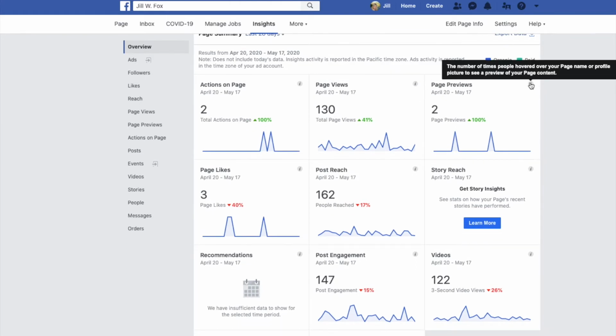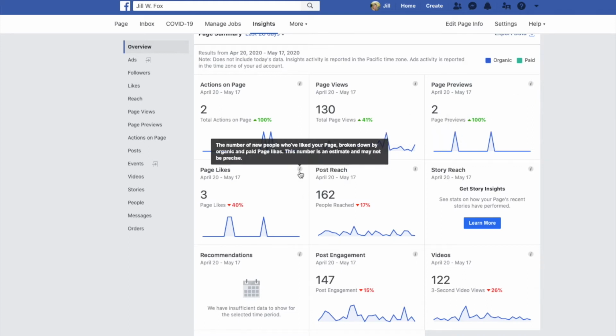Now, page previews is the number of times people hover over your name or profile picture when they see it in a list. And they just get that snippet of content about you. Page likes is pretty self-explanatory. That's the number of people who like your Facebook page. And remember, this is all during a certain period of time.